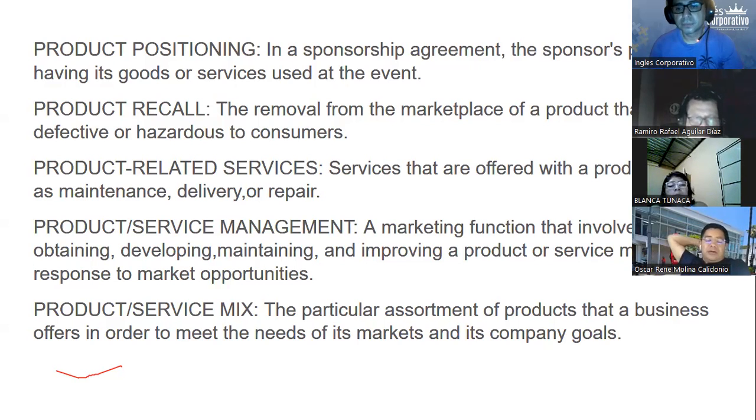Similar to La Curaçao. Something like that one. So they have a lot of products, right? A variety of products that they have. So that is their mix.